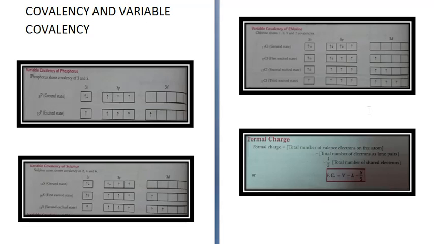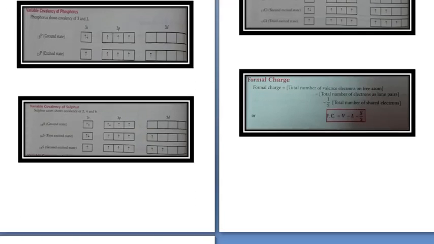Formal charge is given by a formula: total number of valence electrons on free atom minus total number of electrons as lone pair minus half total number of shared electrons. That is, Fc is equal to V minus L minus S upon 2. Now let us take an example of how to calculate the formal charge.